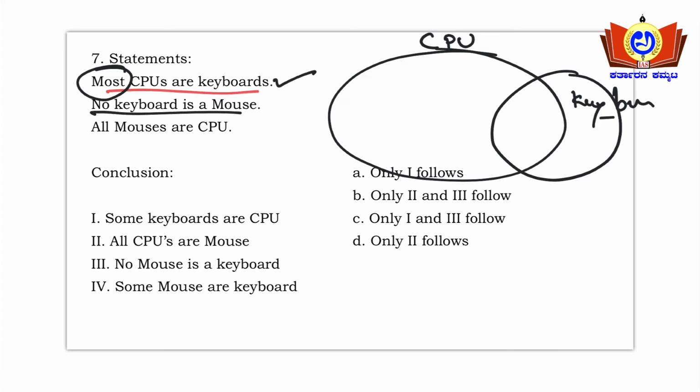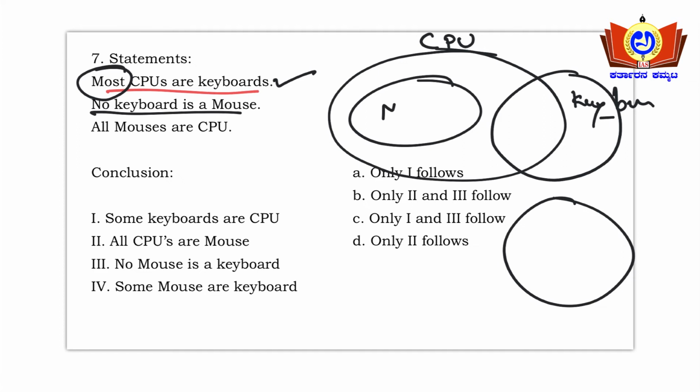No keyboard is a mouse. The mouse can be drawn here, or it can also be drawn here. Hence both diagrams are satisfied. But all mouses are CPUs, so the other diagram can be negated. This diagram is the true diagram, my dear friends, based upon the question.